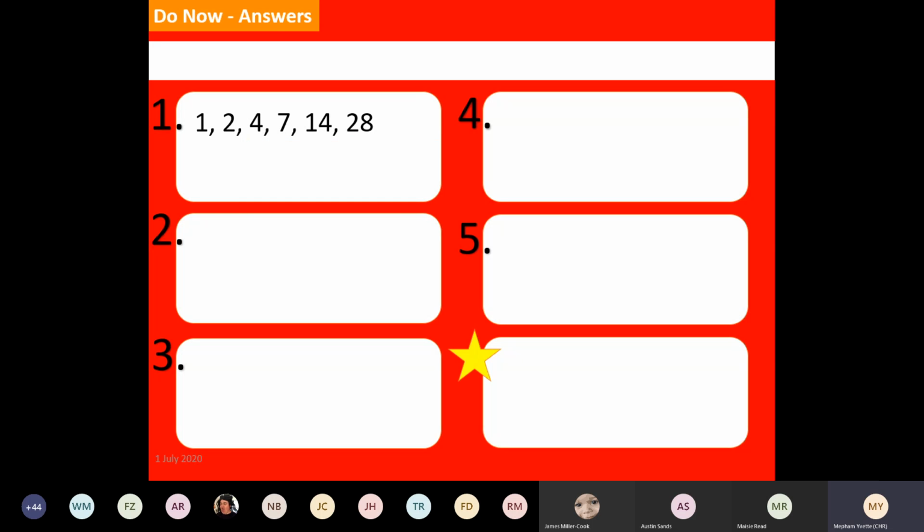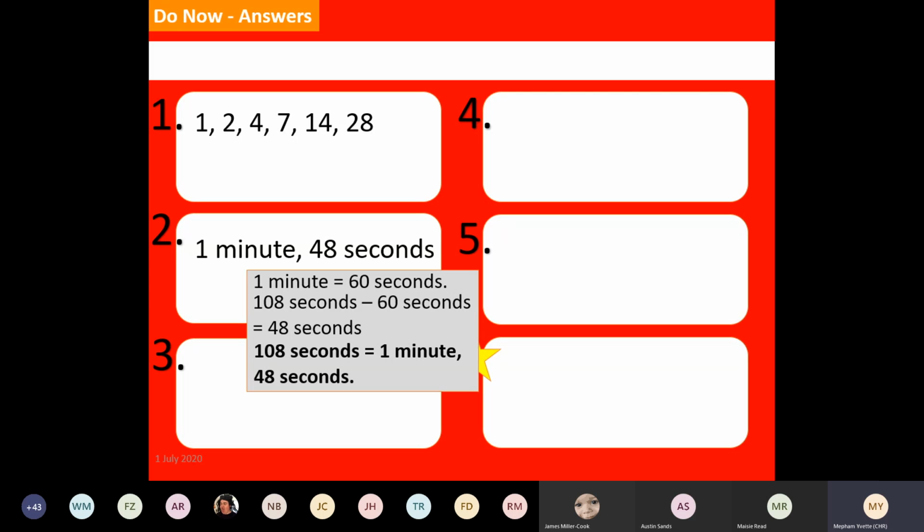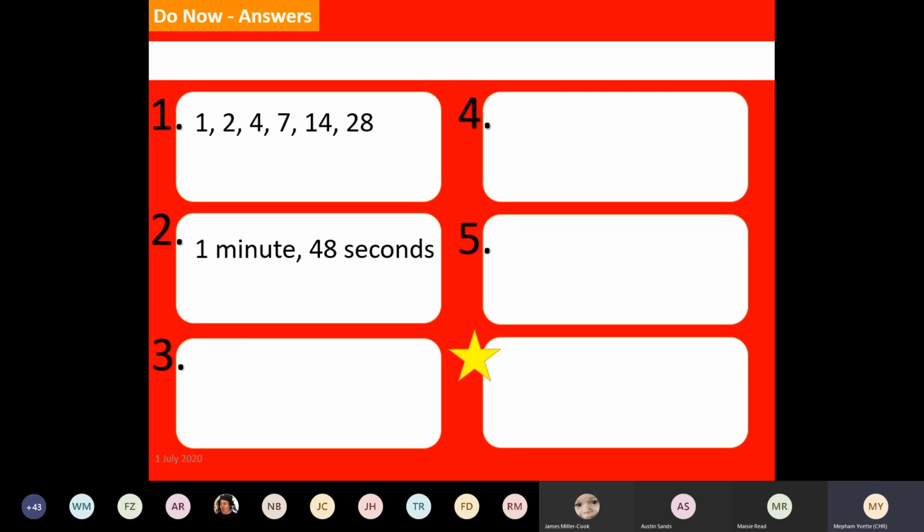So question 2, convert 108 seconds into minutes. You should have had 1 minute and 48 seconds, and this is because if we know that 1 minute equals 60 seconds, we should be able to take this away from 108 seconds and see how many seconds we have left. We have 48 seconds, which we can't really convert into a minute, so we should have 1 minute and 48 seconds. Question 3, simplify negative 4t plus 5k plus 8t, take away 12k.